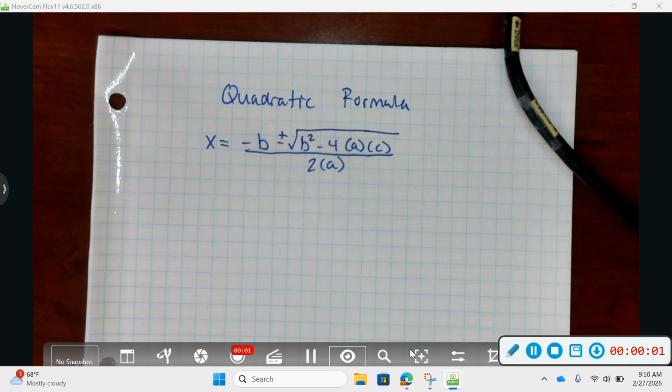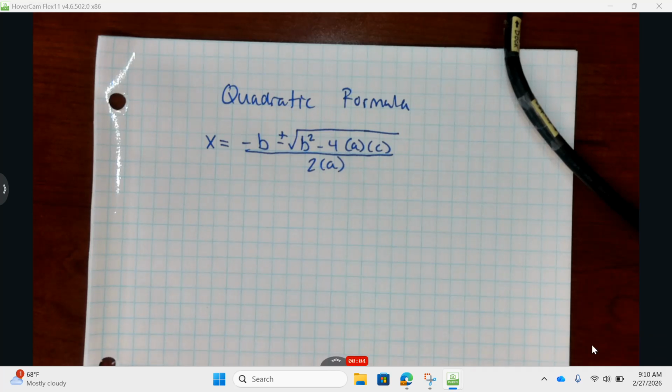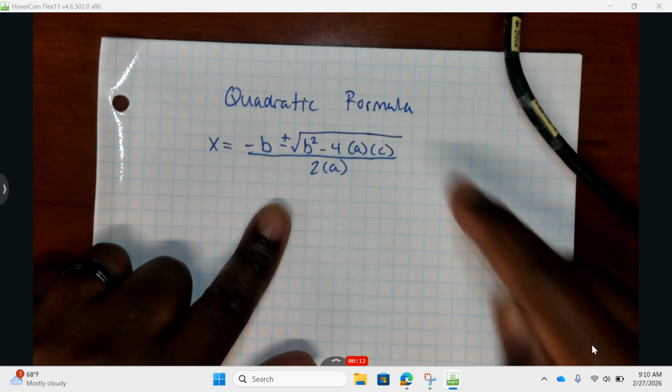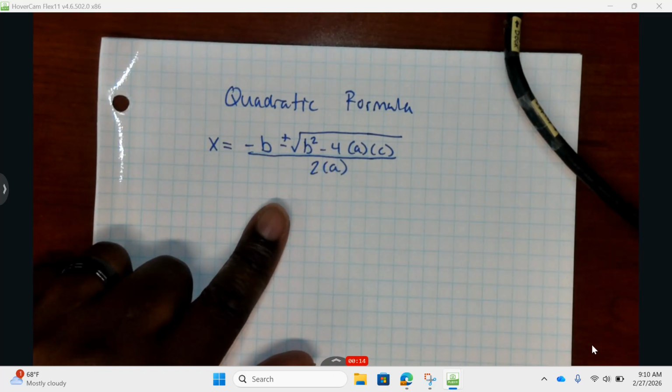Alright, this is Mr. Pandy, and I'm just coming to you guys to talk about the quadratic formula and how we use that for the homework that we got. Everybody should already have this quadratic formula written down in their notebook. If you don't, you're lacking and you're slacking, and I don't know what's going on with you.